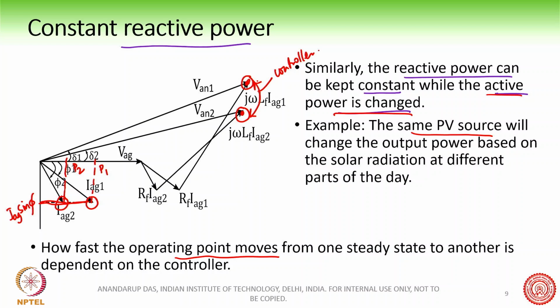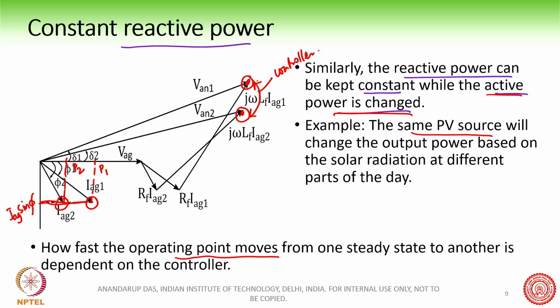Okay, and we will study this controller somewhat in detail. So we can say that, from the energy point of view, these are the two stable energy points, VAN1 and VAN2, where energy balance happens between the grid and the VSC. So they will be operating nicely at these two points.